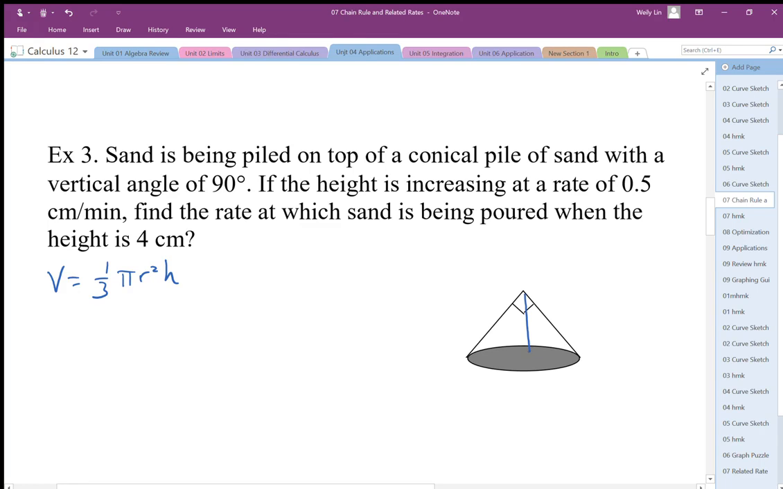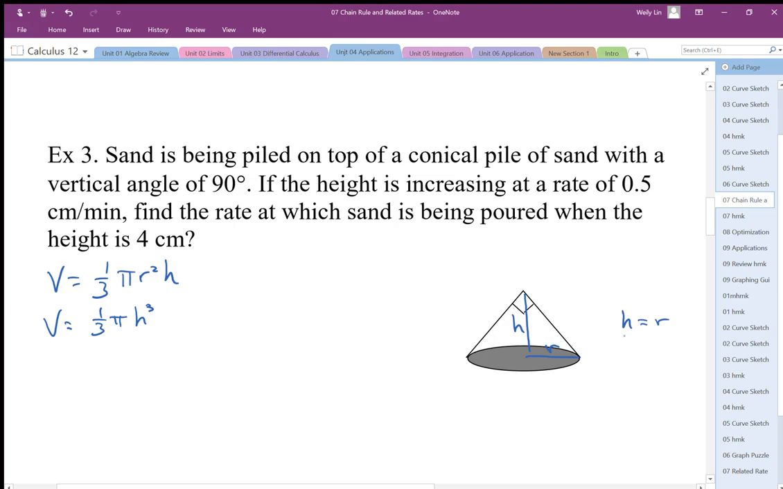Well, if we draw the 90-degree cone here, there's our height, there's a radius. If that's a 90-degree cone, that's a 45-degree triangle. So in this case the height and the radius are equivalent, and that allows us to express this all in terms of height cubed. Now if we want, we could keep this as r, and then we just have to figure out how the radius changes with relation to height.